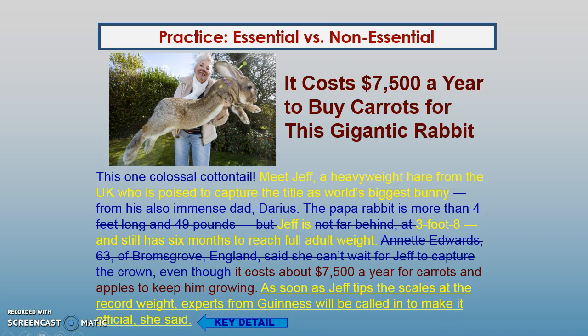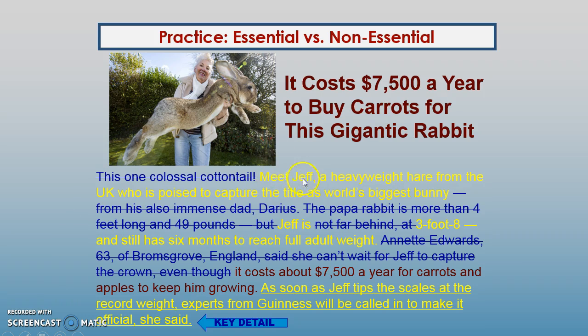How did you do? You can see I've crossed out the information that is not essential. Take a look at the title and think about what we're talking about here. We're talking about the cost a year for buying carrots for a gigantic rabbit. So the opening statement here, the colossal cottontail, not super important. We can tell that the rabbit is large both from the title and from the image.